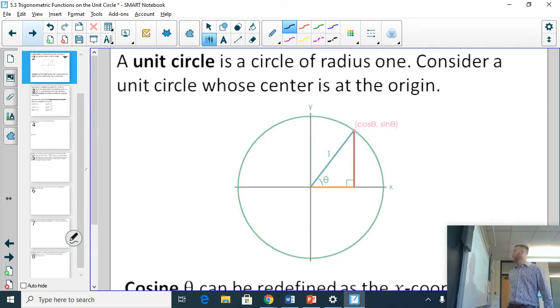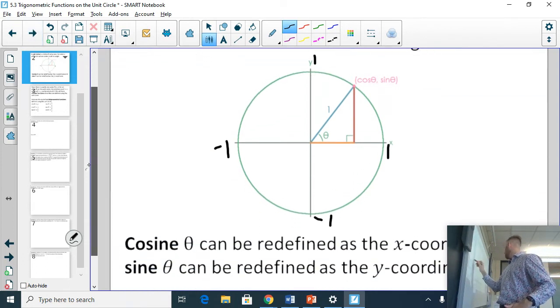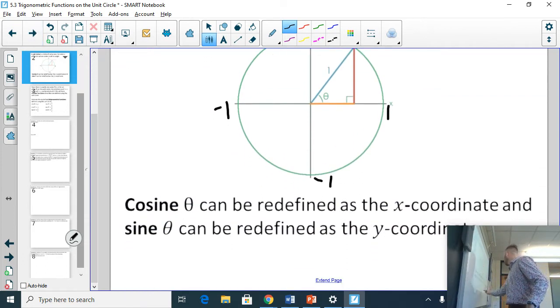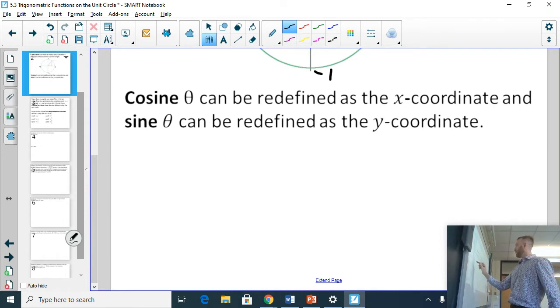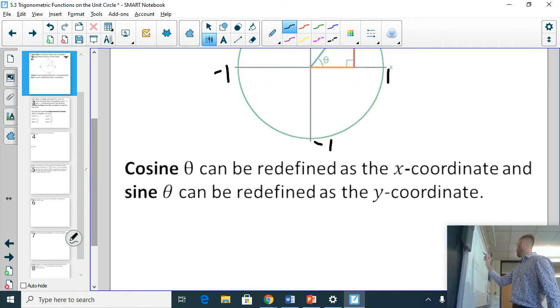So a unit circle is a circle with radius 1, right? When we talk about units, that's usually what it means, something of length 1. So this is 1, 1, -1, and -1 down here. And whose center is at the origin? I'll scroll down just a little bit so you can read this. So cosine of theta can be redefined as the x-coordinate, and sine of theta can be redefined as the y-coordinate.